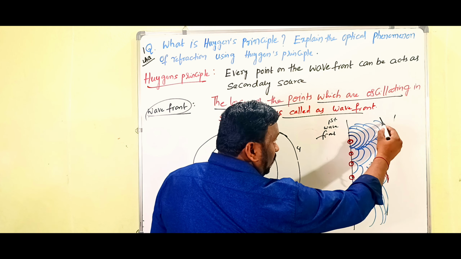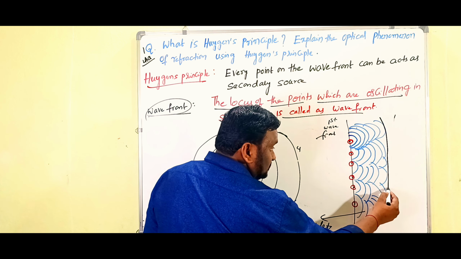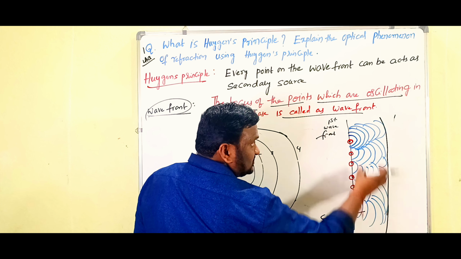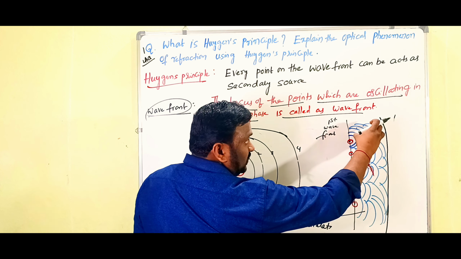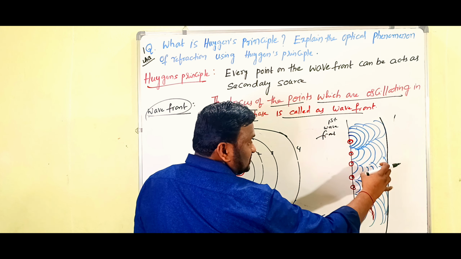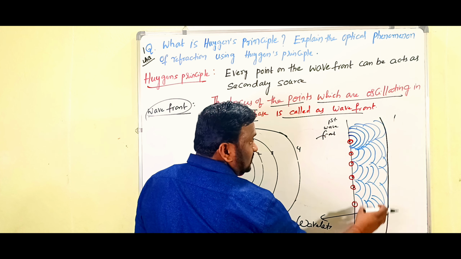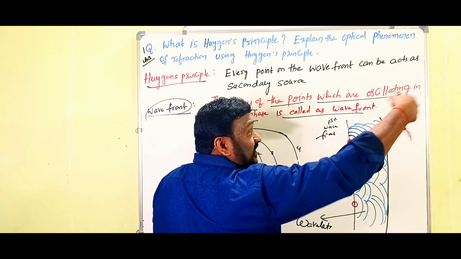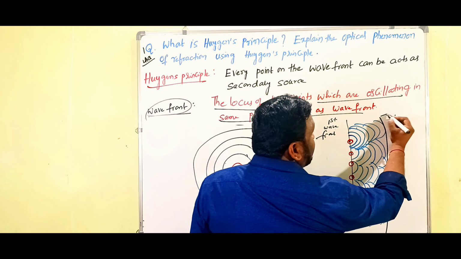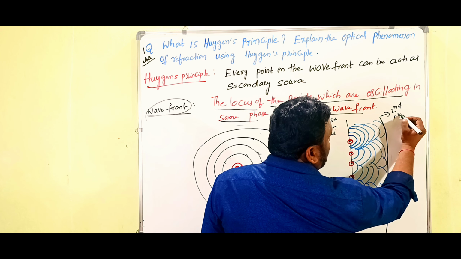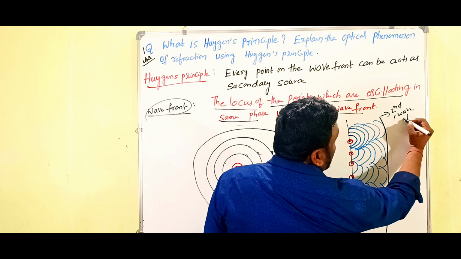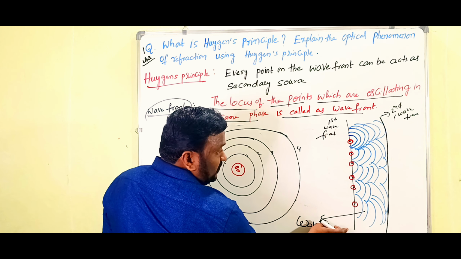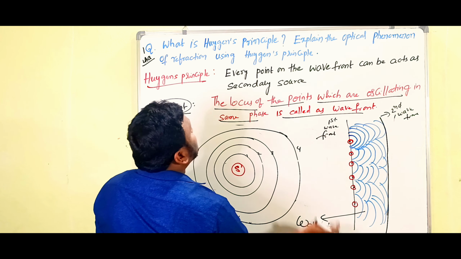The envelope of all these wavelets, the envelope of all these wavelets, these are the wavelets, these are the wavelets, again all are wavelets. By the envelope of all the wavelets we get another wavefront, which is called the secondary or second wavefront. This is what? Second wavefront. Clear? We have taken the first wavefront, and according to Huygens principle, what is?